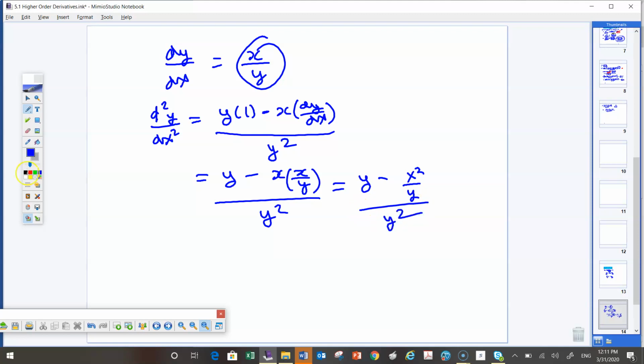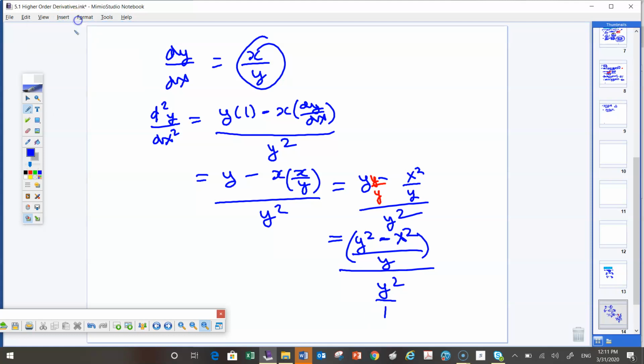And now I'm going to get a common denominator in my numerator. So to do that, I'm going to multiply this side by y over y. So this equals y times y is going to be y squared minus x squared over y. So there's my numerator. Still all divided by y squared, which is really over 1.